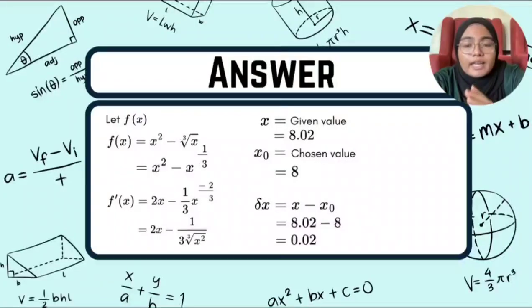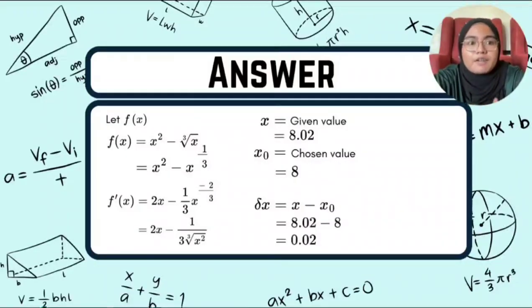Now, I will explain how we use linear approximation to estimate the value of the function at x equal to 8.02. From the expression, we need to replace fx, and we get x squared minus x to the power of 1 over 3. So, our target value is x equal to 8.02 because linear approximation works best near a simple number. So, we choose x naught equal to 8. Next, we calculate the small change in x, which we call delta x. From the slide, we know that delta x equal to 0.02.